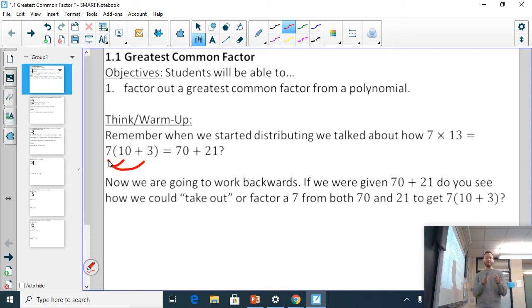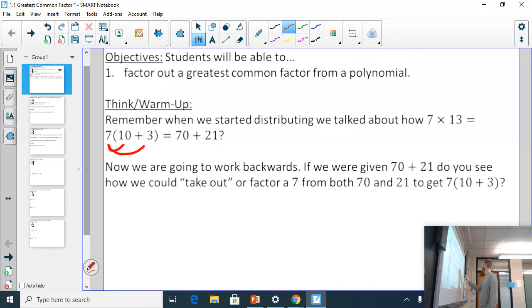Now we're kind of going to go the other way, right? And so just think about it. Don't you agree that if I had 70 plus 21, do you see how I could take out a 7 or divide both by 7? And then I could go back to 7 times 10 plus 3, because 7 times 10 is 70, and 7 times 3 is 21. So now we just kind of have to think backwards, right? And we'll get into an example, and that'll be a little more clear.